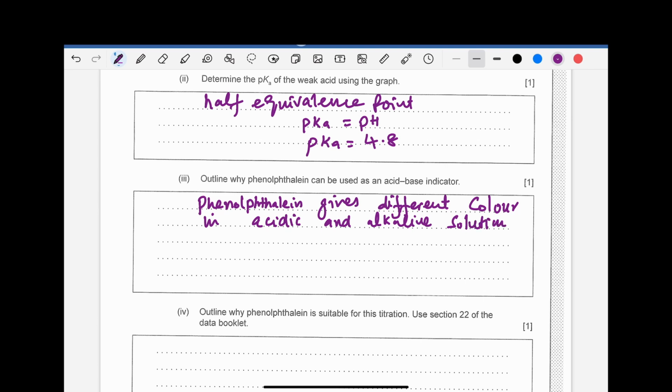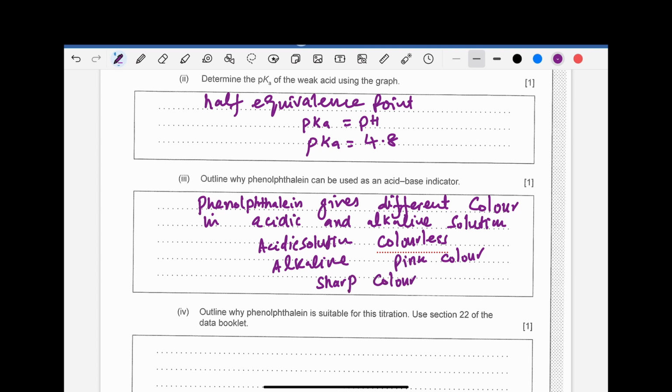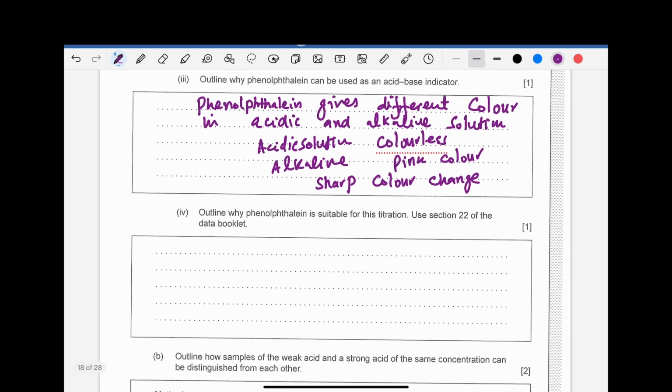All indicators have one color in their undissociated form and another color in their dissociated form. So phenolphthalein gives a different color in acidic and alkaline solution. In acidic solution, phenolphthalein is colorless, and in alkaline solution, it gives a pink color. Also, at the equivalence point, it provides a sharp color change. Okay, next question.